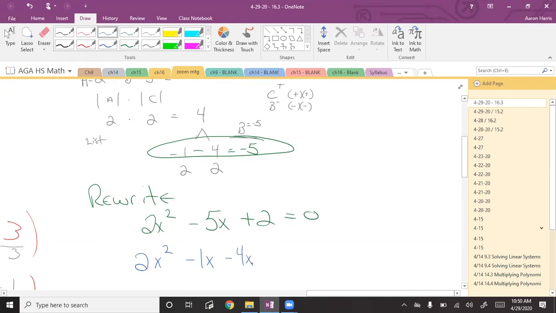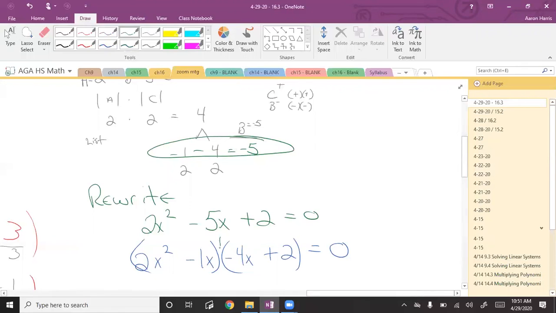X. Don't forget the x. The x's are very important. Okay. And then what do I put on the end? 2. Plus 2 equals 0. Good. So now, parentheses, correct? Mm-hmm. What do I have to put in between those parentheses?